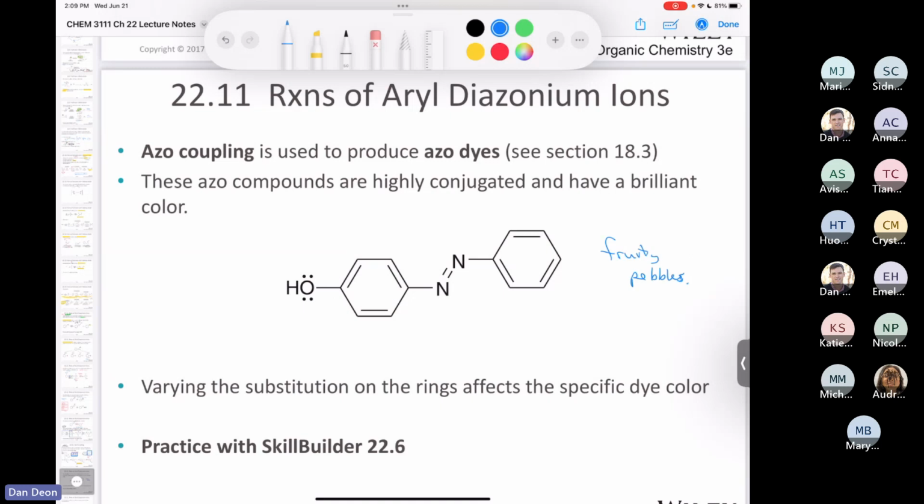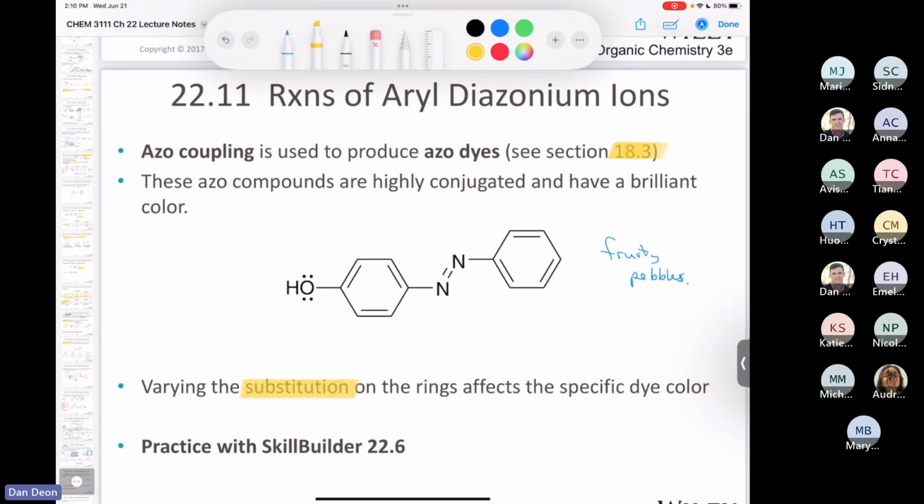Anyhow, so azo coupling is used to produce azo dyes. Again, this is covered in chapter 18 a little bit. And they have all of these interesting colors like bright yellows and bright greens and bright blues. And if you're wondering why they have color, it's because they're highly conjugated. So you have double, single, double, single, double, single the whole way through. So all you have to do is vary the substitution. And if you're wondering, well, what kind of substitution?